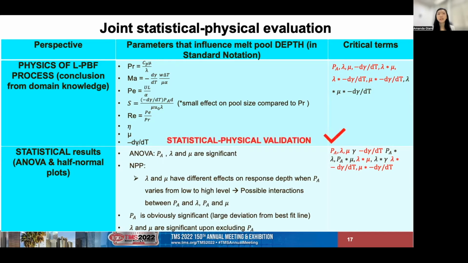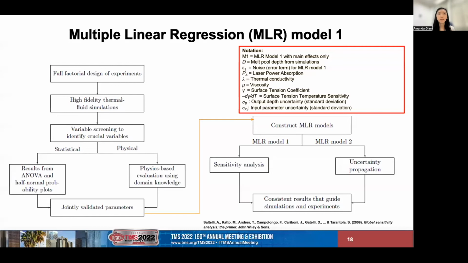And so this provides statistical-physical validation, which is so important because not only did we manage to show through statistical results that these are the variables that are significant, but it is also verified by the knowledge of the domain experts, who say the same thing. Upon reaching this common ground, we are able to move on to the next part of the analysis, to construct multiple linear regression models based on the jointly validated parameters.